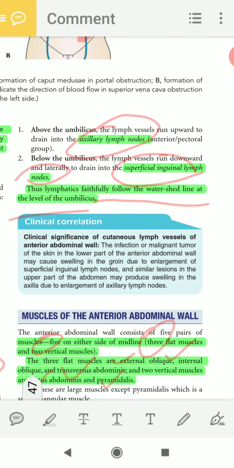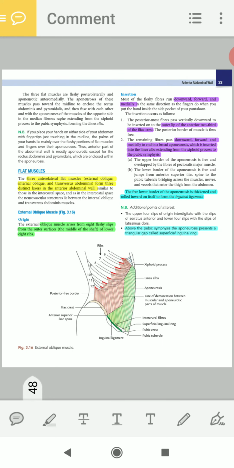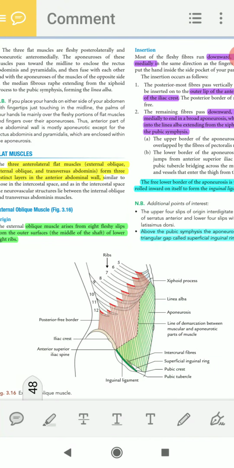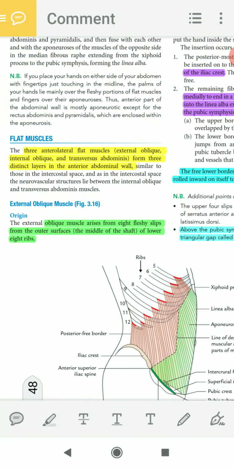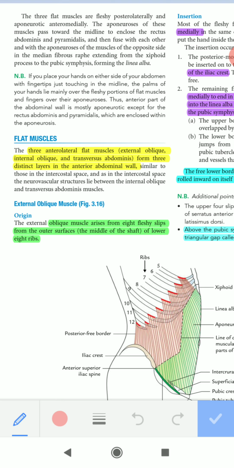So let's see. At first, come to the rectus abdominis. This is rectus abdominis. First, come to the origin. It originates from the outer surface of the lower 8 ribs. Look at that, outer surface of the lower 8 ribs, that means 5, 6, 7, 8, 9, 10, 11, 12, and it arises from 8 fleshy slips.